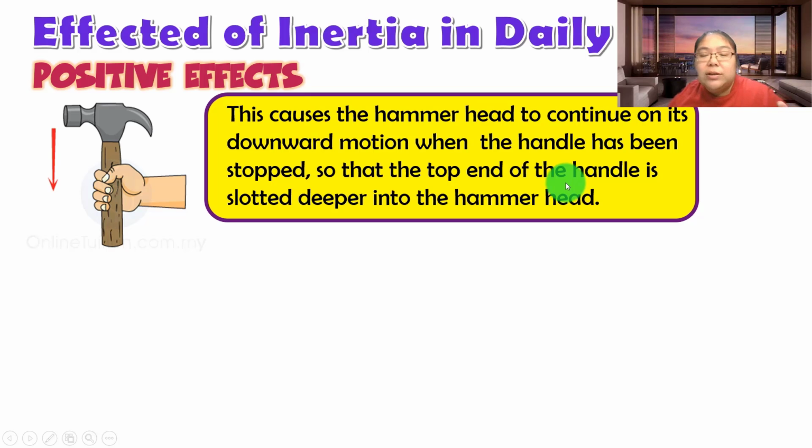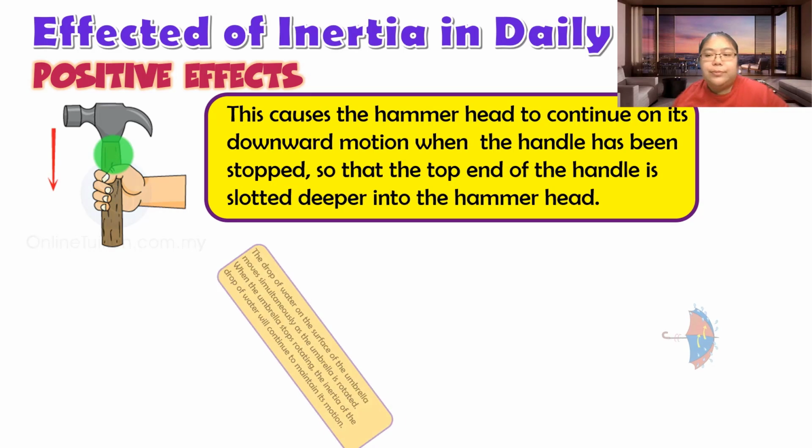If you reverse it and hit the table, finally when you take out the handle, you find the head has already fallen down. So normally, if you want to make the head and the handle tight, you need to do this. So that is a positive effect we can see here.